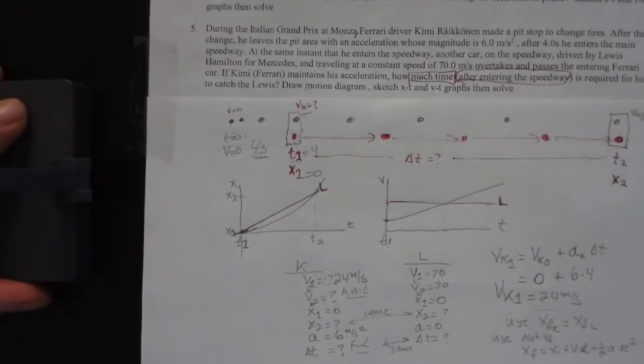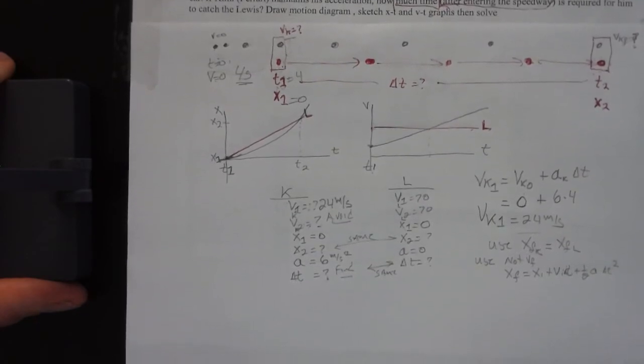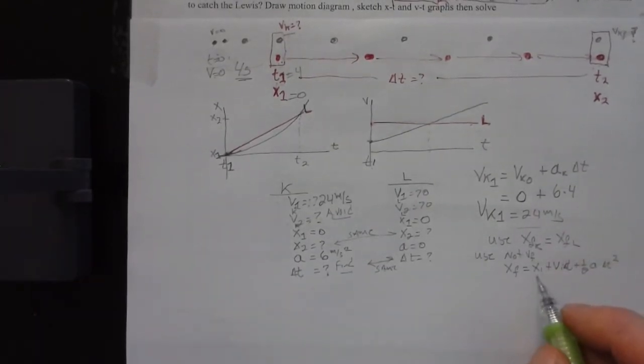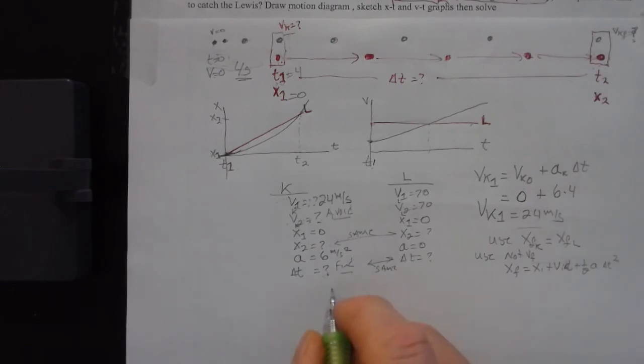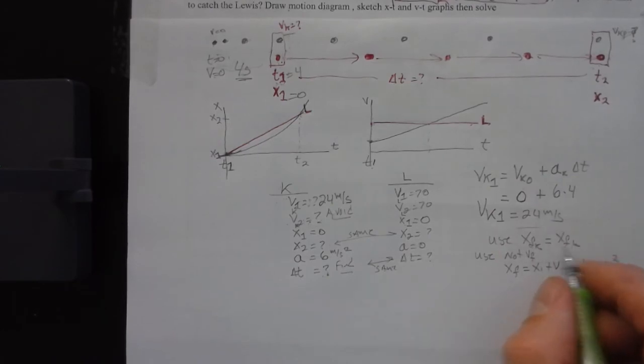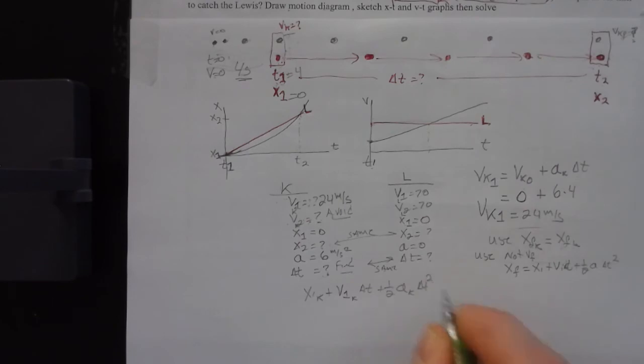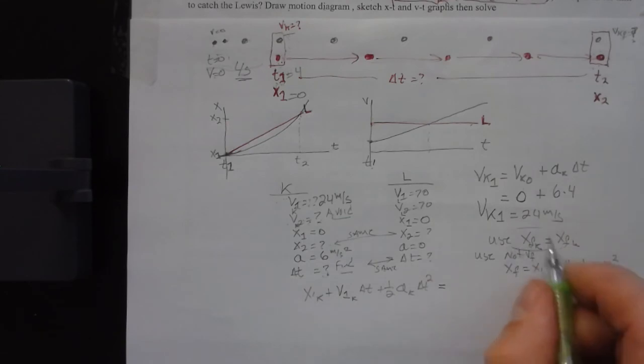Alright. We're going to move down here. So I'm going to use that. So what is it for Kimi? For Kimi, I want x of Kimi equal x of Lewis. Well, the x of Kimi is the initial of Kimi plus the velocity at 1 for Kimi times the time interval plus 1/2 the acceleration of Kimi times the time interval squared. That's my equation for the position of Kimi.